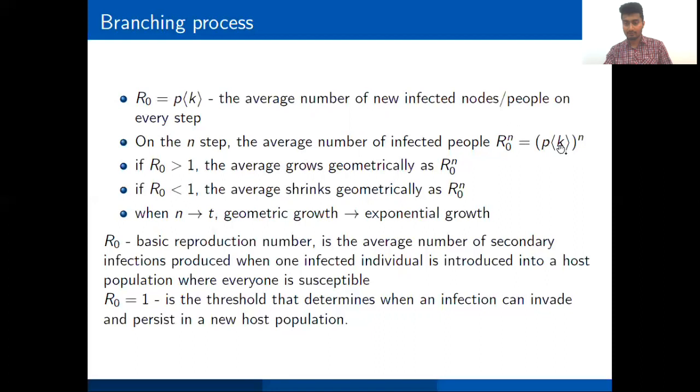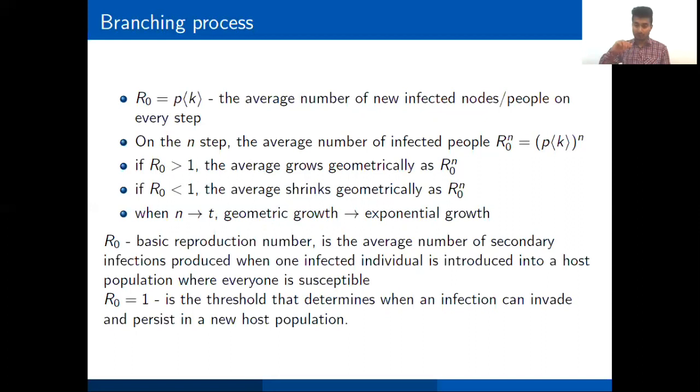Now, if R naught is greater than one, then the average growth is geometric, as R naught to the power N. What that means is, if you meet more than one person, say two or three people every day and interact with them, the disease will propagate and grow geometrically.